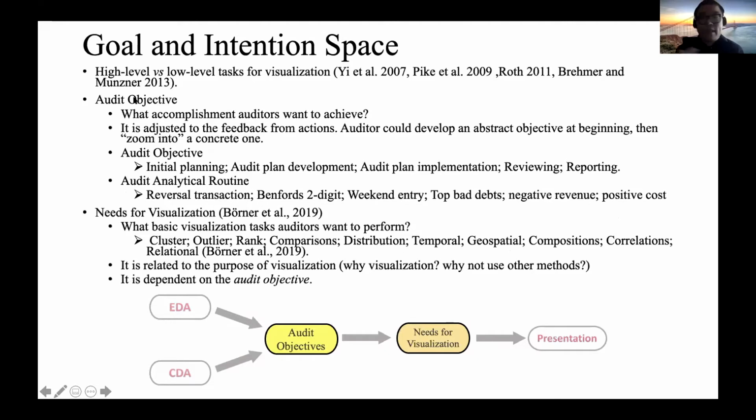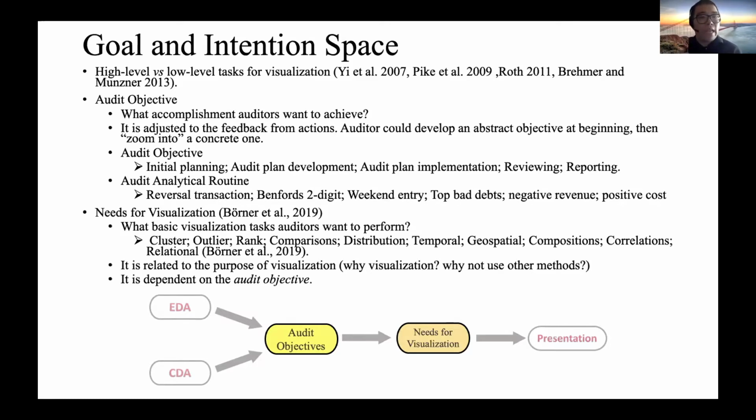One is the so-called intention to perform the high-level visual task. Another one is the intention to perform the so-called low-level visual task. Based on the previous literature, high-level tasks are those tasks related to your knowledge domain, your problem domain. So in visual audit, we define the intention to perform high-level tasks as audit objective. For auditors, this is what you want to accomplish using visual audit, what is the real problem you are facing throughout different stages in the audit process.